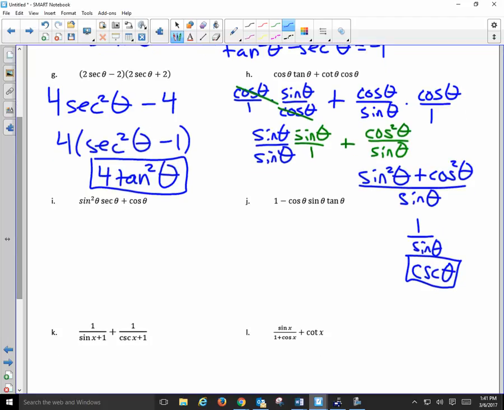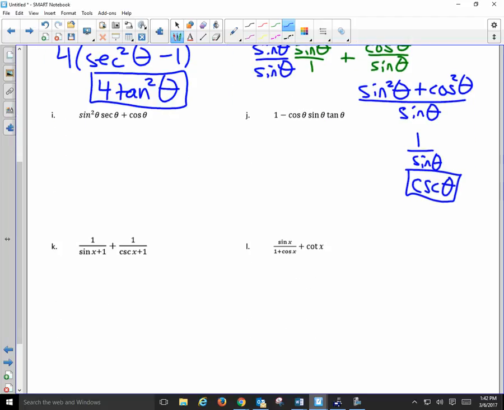Sine times sine. Sine squared. Cosine squared. The denominator between the two is sine. Sine squared plus cosine squared is 1. The next one works out almost identical.